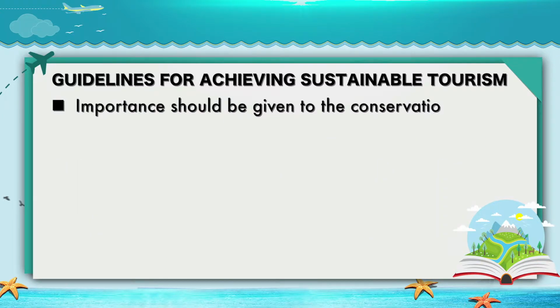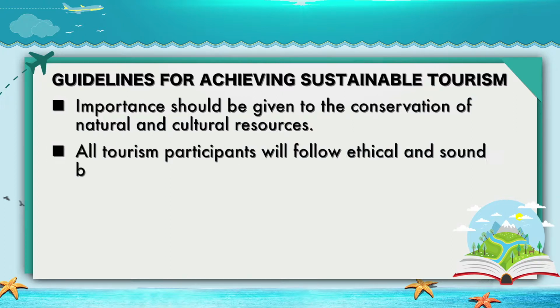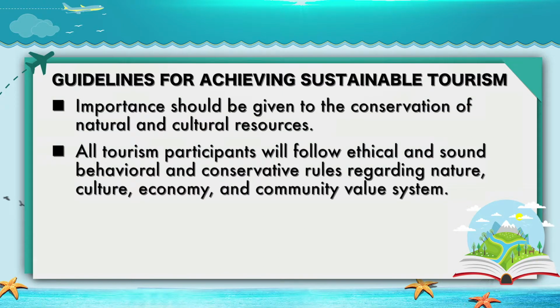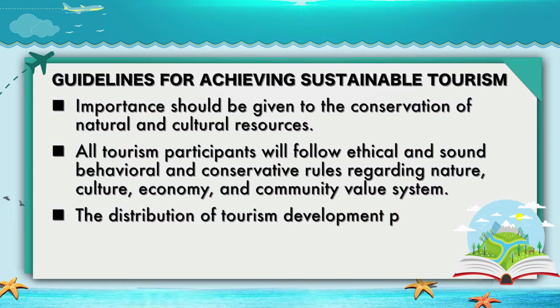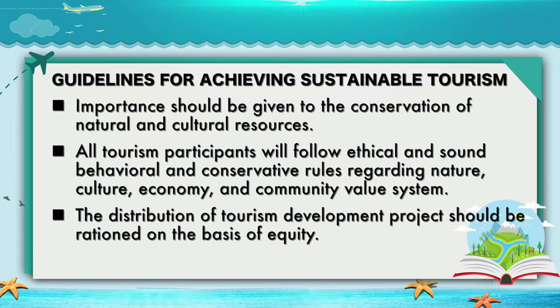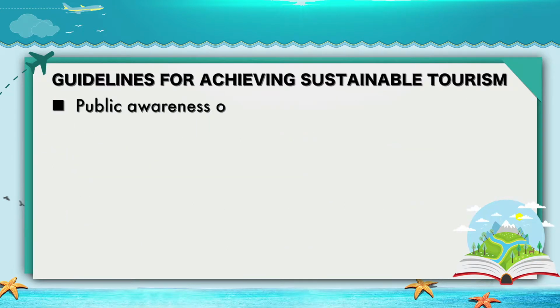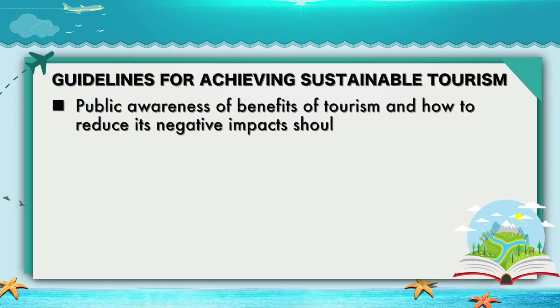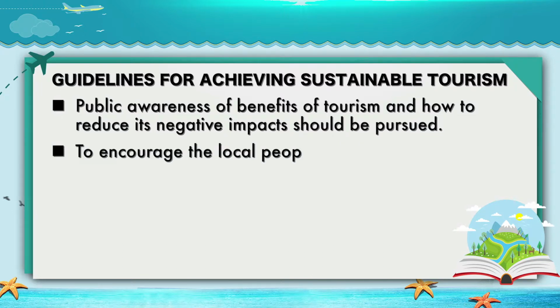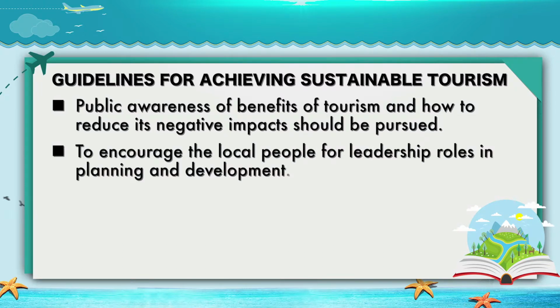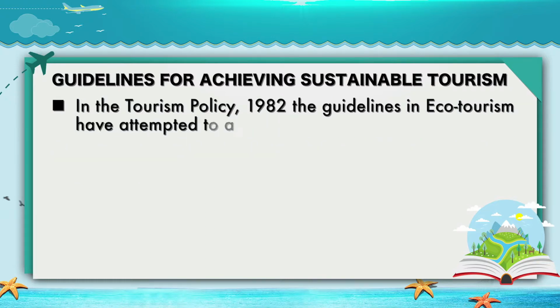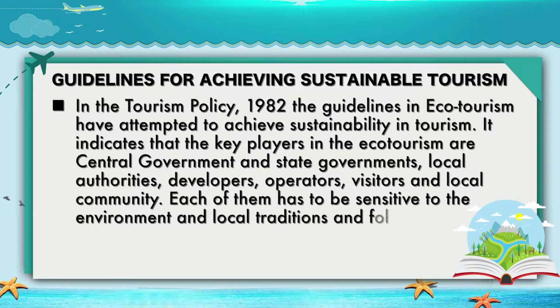Importance should be given to the conservation of the natural and cultural resources. All tourism participants will follow ethical and sound behavioral and conservative rules regarding nature, culture, economy and community value system. The distribution of tourism development projects should be based on equity. Public awareness of the benefits of tourism and how to reduce its negative impact should be pursued. Local people should be encouraged to take leadership roles in planning and development.